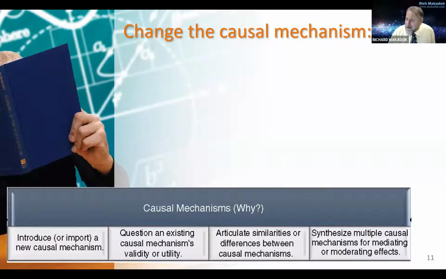Well, there are several ways that researchers can make contributions to theory by focusing on the causal mechanisms. One obvious way would be to introduce or import a causal mechanism that had not previously been recognized as relevant to a particular research question, right? So, a great example is this long-standing stream of research on the question of why the dominant positions of strong incumbents get disrupted by weak upstarts, right?